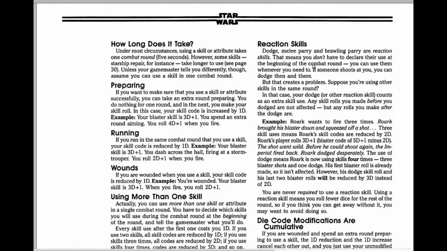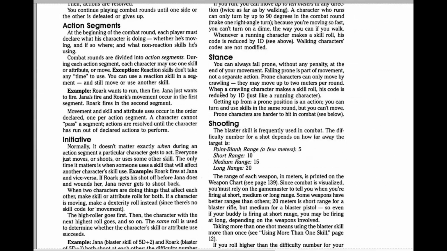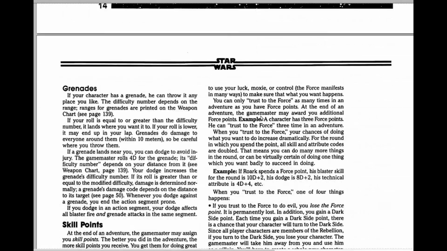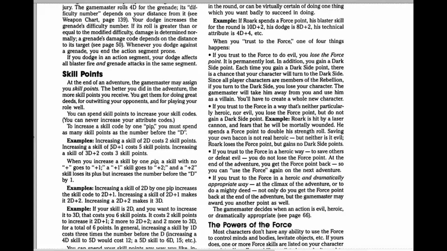There are also reaction skills, so dodge and parry. They are reaction skills, so you only roll those in reaction to someone doing something. And it then talks a little bit about combat with stance, initiative, shooting and melee, and dodging of course. There are grenades, and then it talks about skill points, and in an adventure you're going to get skill points which you can use to increase your abilities, but the cost of upgrading your skills is based on how many dice it's got. So if you've got 2 dice in a skill, it's going to cost you 2 skill points.